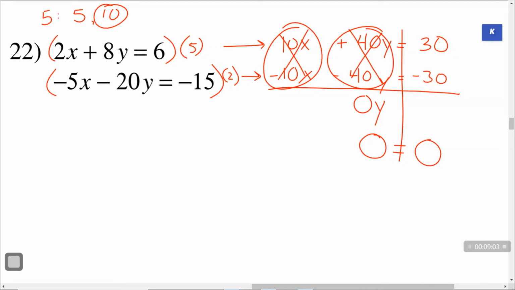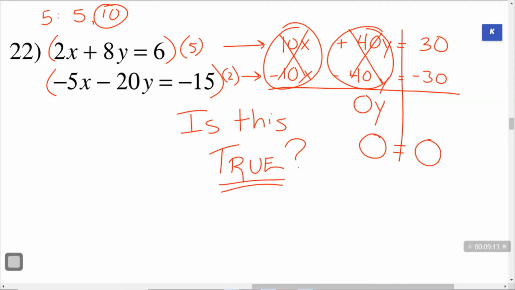Well, what do you do when the variables drop out of an equation? You always ask yourself one question. Is this true? All right, and that's what we want to ask ourselves here. The variables dropped out, so what's left? Is that true? Does 0 equal 0? Well, yes, 0 equals 0. It will always be true. And since it will always be true, therefore x equals all real numbers. X can be any value that we want it to be.